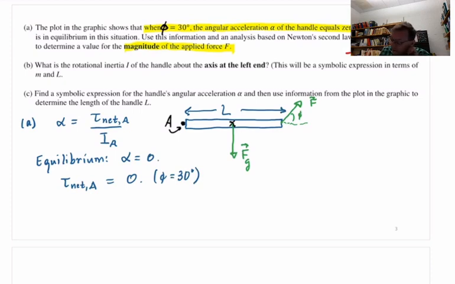All right, so I contend then that there are going to be a total of two torques on the stick about point A. One will be a positive torque, one will be a negative torque, and their total must equal 0. Let's get a symbolic expression for those torques one by one. Let's do the gravitational torque first: tau sub g, the torque due to F grav.